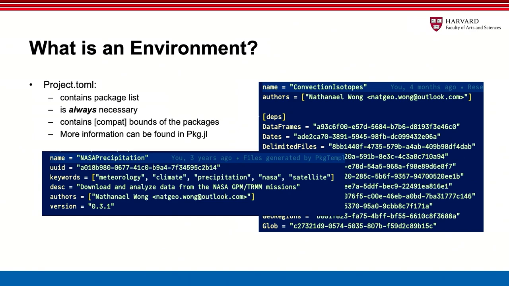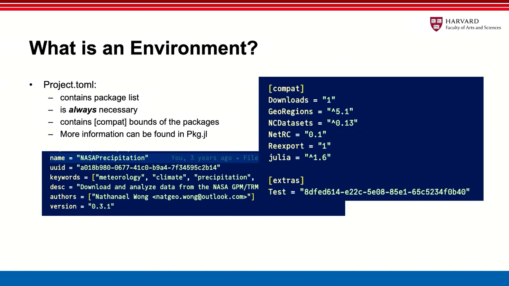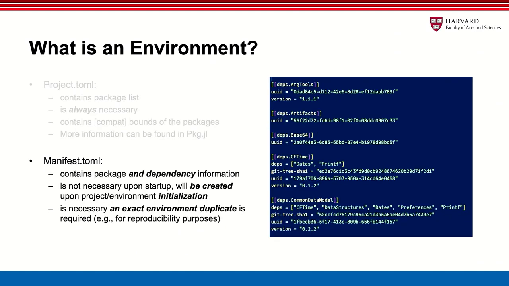With your project, you can also define your project name. For example, one is convection isotopes, the other one is NASA precipitation. That's the name of your project or your package. This is for compats. You can specify the compatibility of the versions in your projects.